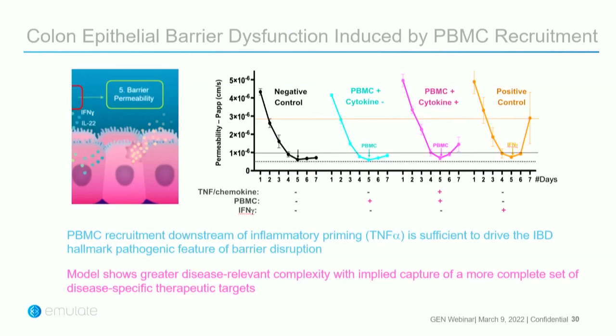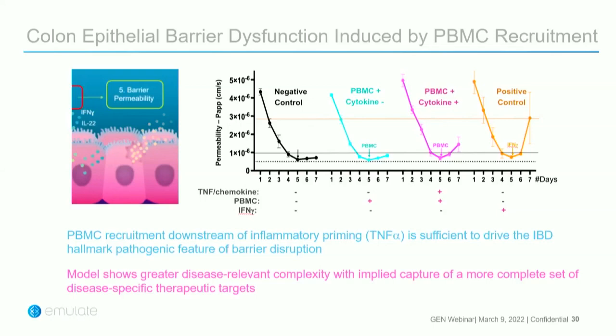The negative control in black is basically a normal progression of epithelial maturation, and when it reaches the nadir there at day 5, no further manipulations are made, and you can see the barrier function stays stable. All the way to the other side of the slide in yellow, we can see the positive control. When we directly administer interferon gamma, we get the predicted immediate robust permeability response.